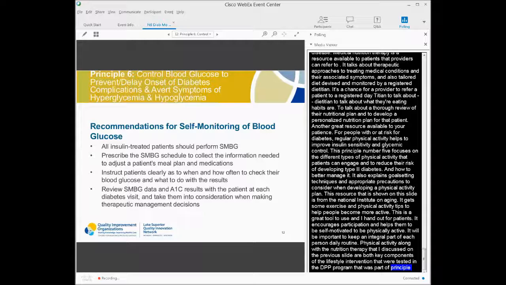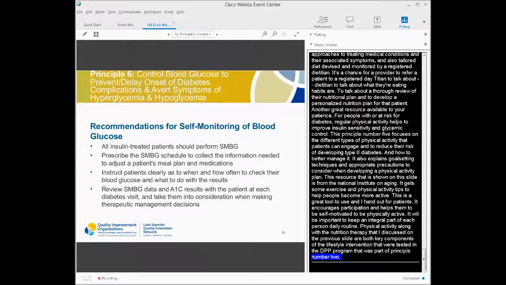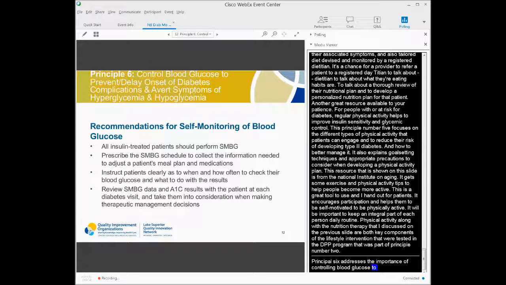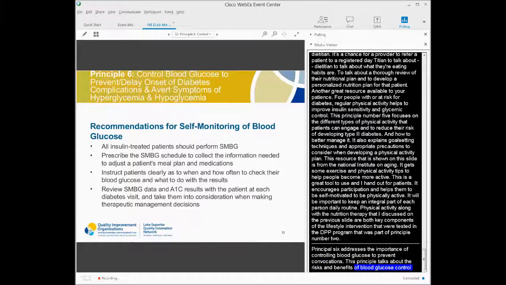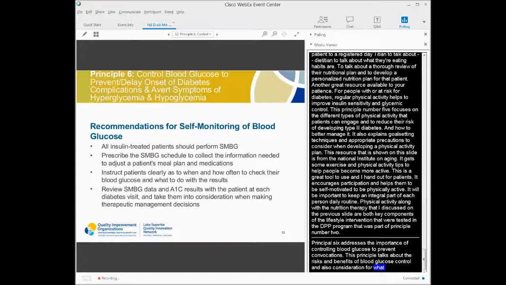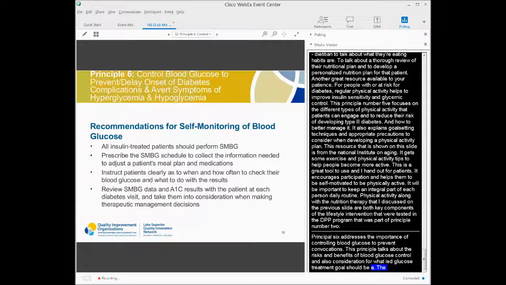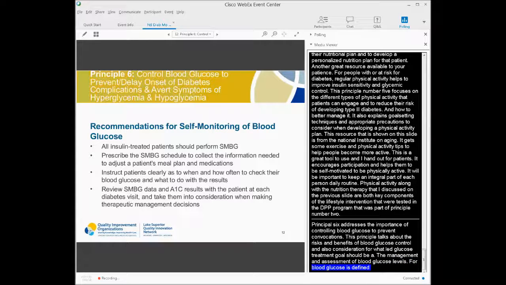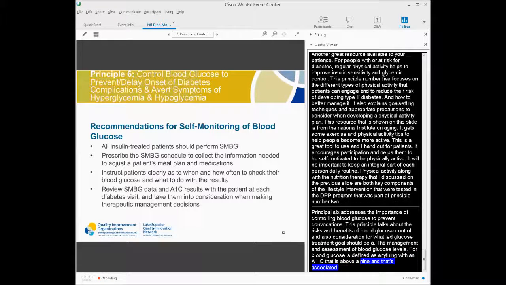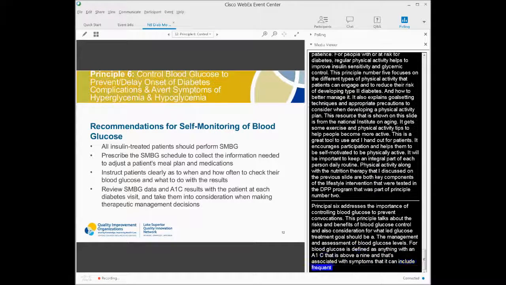And principle 6 addresses the importance of controlling blood glucose to prevent diabetes complications. So this principle talks about the risks and benefits of blood glucose control, and also consideration for what blood glucose treatment goals should be, the management and assessment of blood glucose levels. So poor blood glucose control is defined as anything with an A1C that is above a 9, and that's associated with symptoms that can include frequent urination, thirst, blurred vision, fatigue, and also recurring infections.